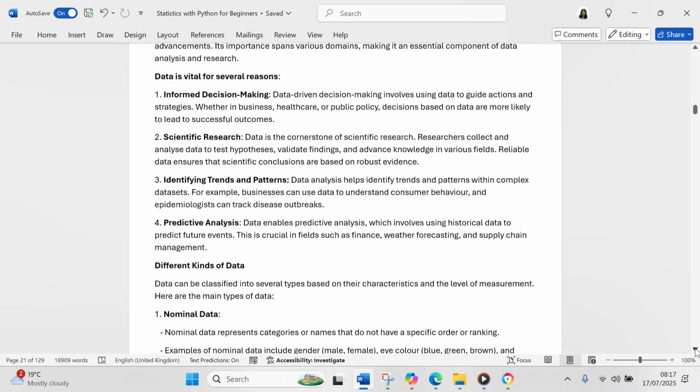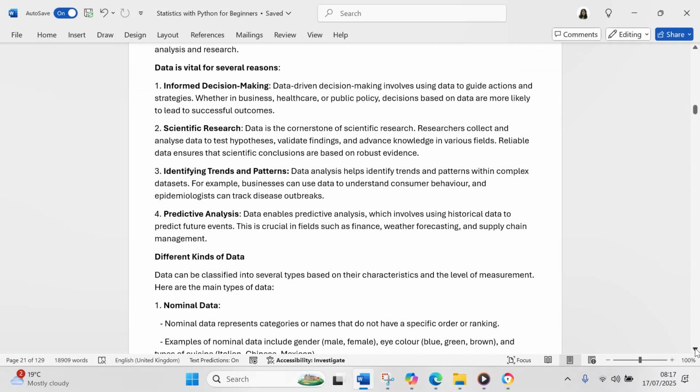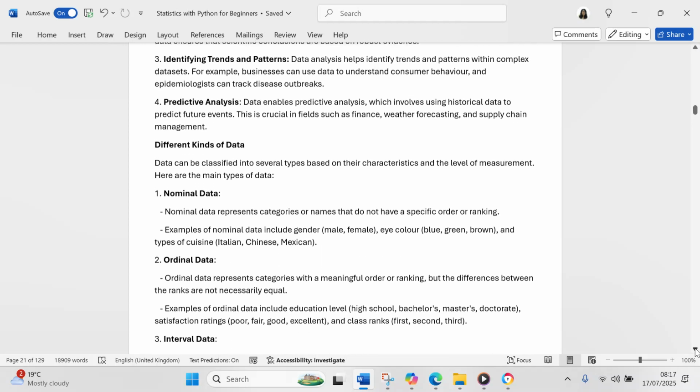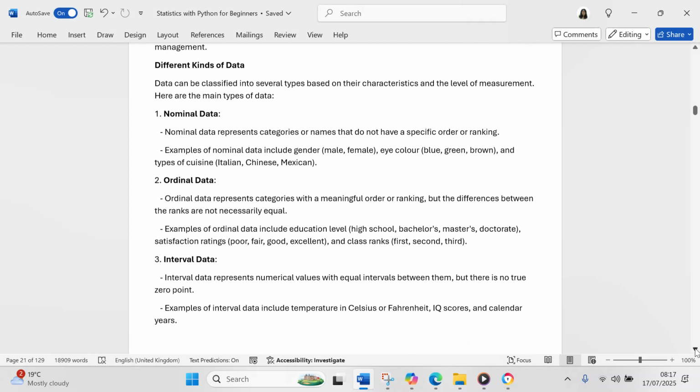So we're going to talk about data. Data is vital for several reasons. It's vital for informed decision-making, scientific research, identifying trends and patterns, and predictive analysis. Then we're going to talk about the different kinds of data. Data can be classified into several types based on their characteristics and the level of measurement. Here are the main types of data.